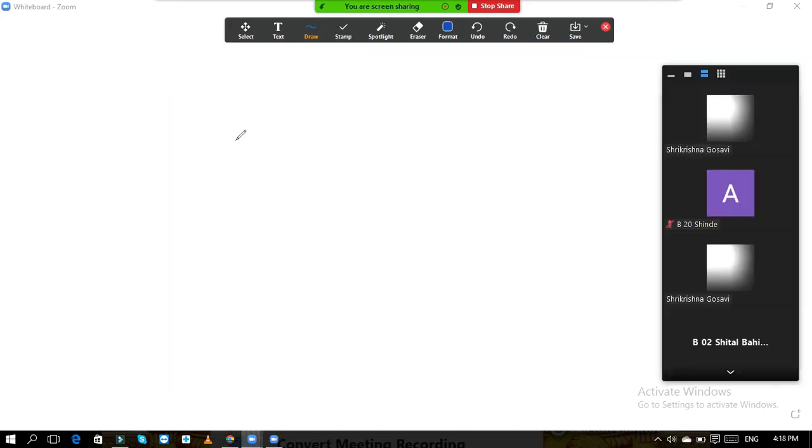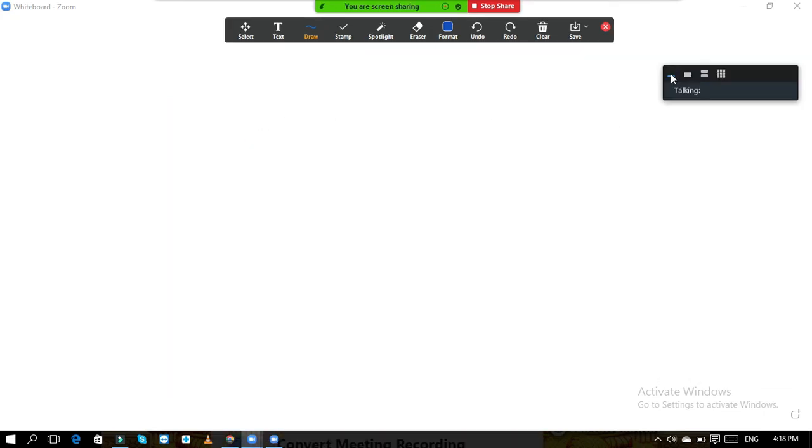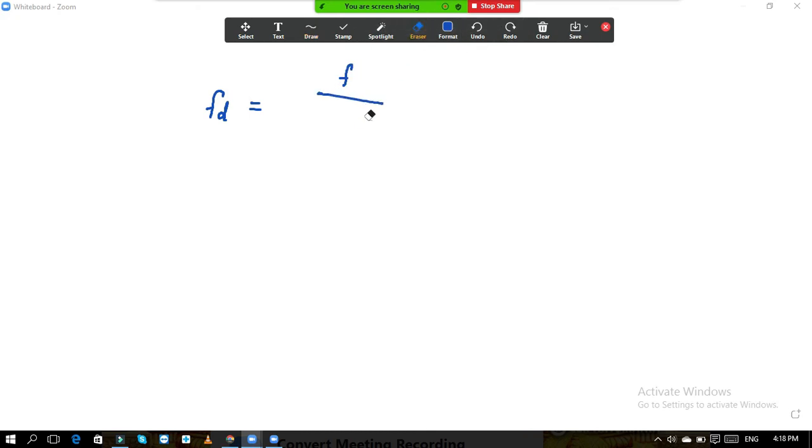So this design value is nothing but a ratio of the characteristic strength of the material to the partial safety factor. Okay. Now mathematically it can be written as FD. FD represents design value, which is equal to F divided by gamma M. Okay. So I will write what is F, what is gamma M.